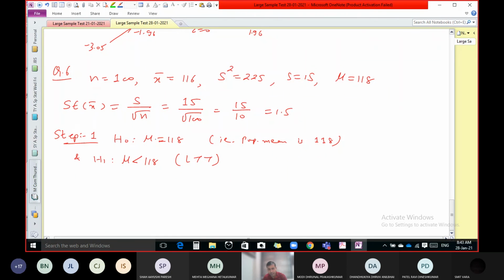Correct. So the meaning of at least is this or more than that. So if we write here equal to 118, that means this 118 is there, so our claim is accepted. And H0 indicates the claim is accepted. So in H1 we have to write the claim is rejected.